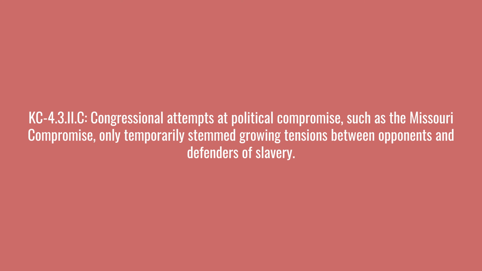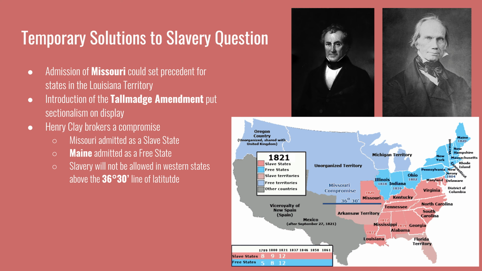The last key concept relates to the government's handling of slavery. Congressional attempts at political compromises, such as the Missouri Compromise, only temporarily stemmed growing tensions between opponents and defenders of slavery. The Missouri Territory applies for statehood in 1820 and set the precedent for how the rest of the states formed out of the Louisiana Territory are to be admitted into the Union. After it originally applied for statehood, the House of Representatives member James Talmadge introduces an act of Congress to forbid the institution of slavery as a condition for admittance.